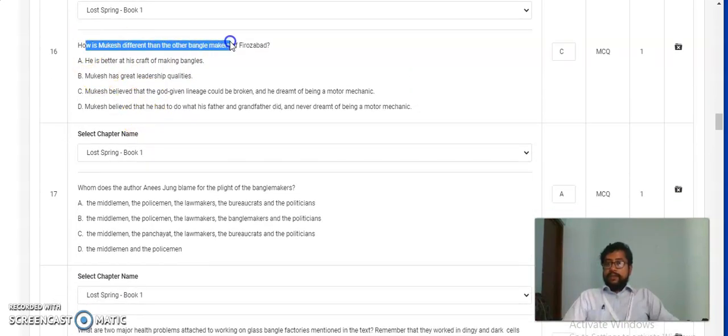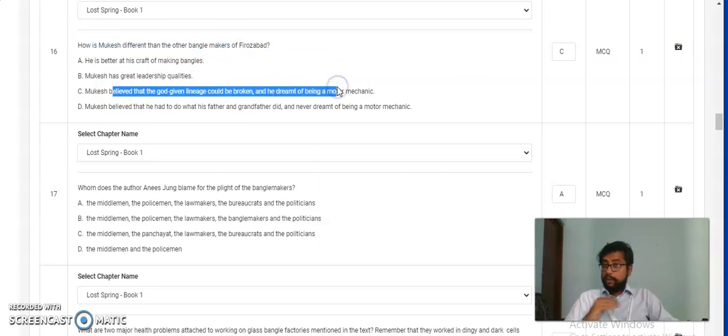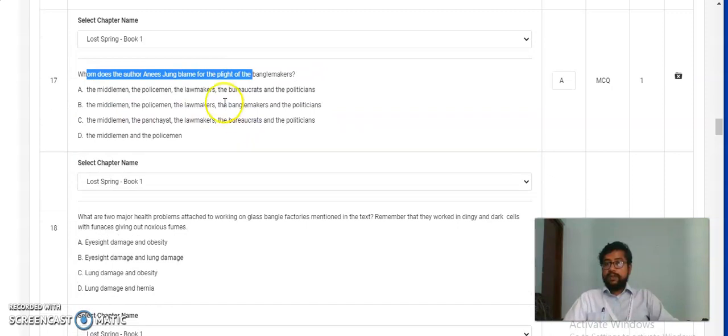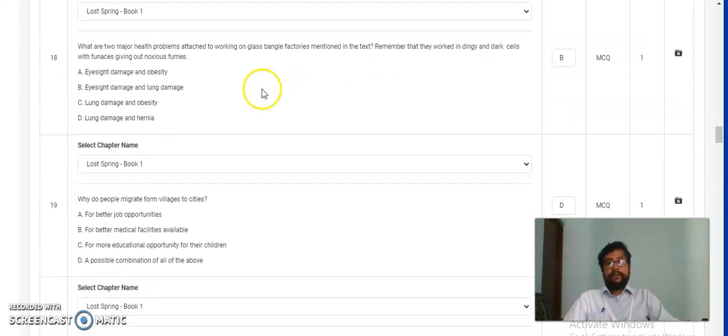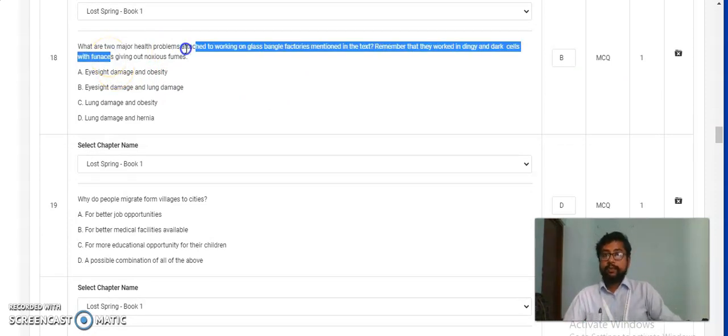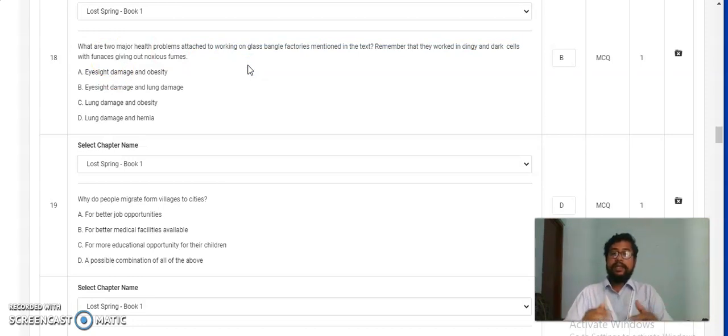Next, how is Mukesh different? Option C, he did not believe in the God-given lineage. Whom does the author Anees Jung blame for the plight? Option A, middlemen, policemen, lawmakers, bureaucrats, and politicians. What are two major health problems? This is the question. In case you think I'm going too quick, you can pause the video. You will have the question, you will have the options and the answer on this side as well. Option B is the correct answer.